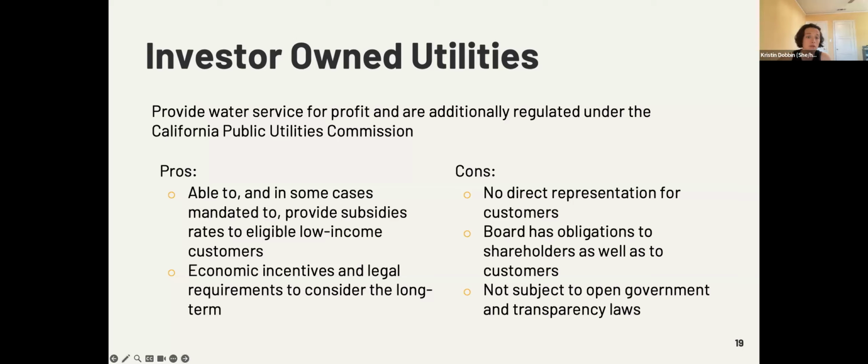Importantly, investor-owned utilities are not subject to open government and transparency laws. That's a really big difference for residents, especially when there is conflict or challenges happening. There's not necessarily those same opportunities to go to open meetings or to request documentation among investor-owned utilities.